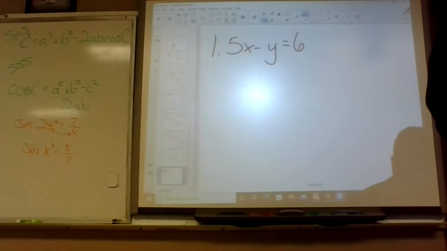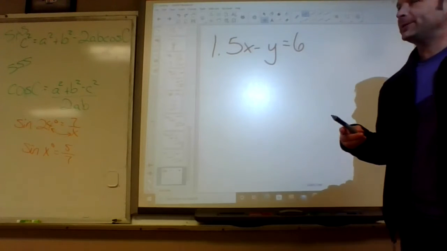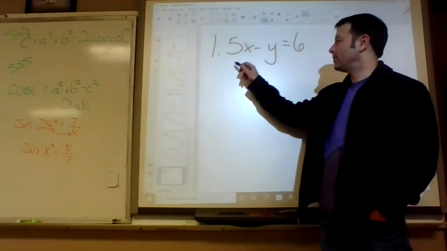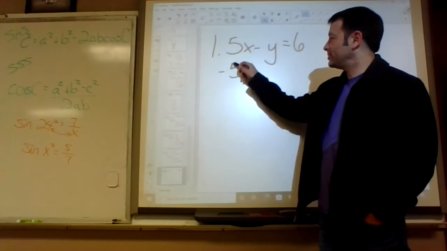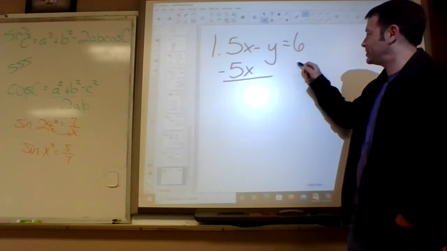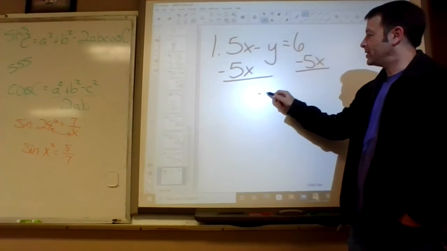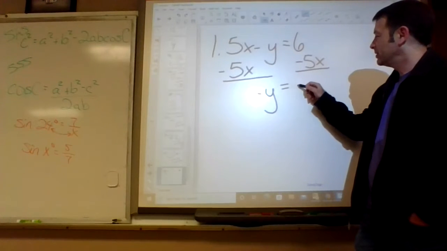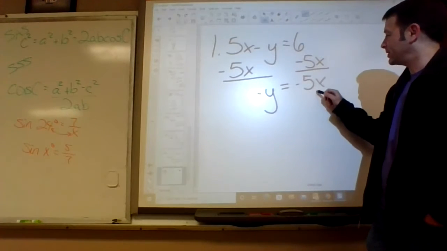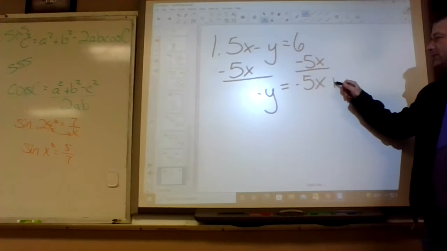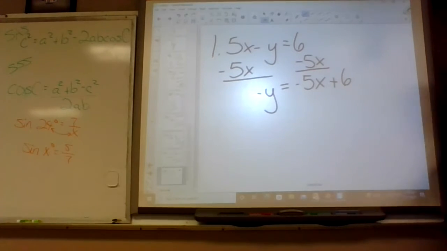Okay, number 1 says solve for y. What does that mean? Get y by itself. So we started by subtracting 5x because this is how we change it to slope-intercept form, right? Bring down the minus y. Instead of putting 6 minus 5x, we put minus 5x plus 6 because 6 is positive.